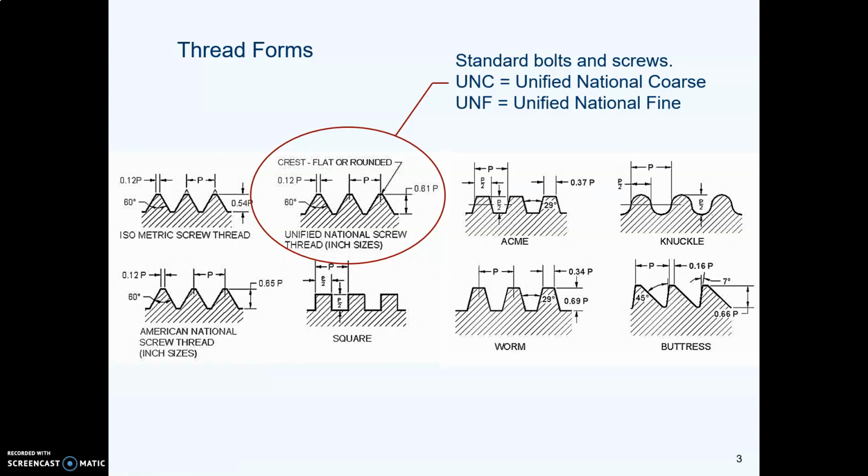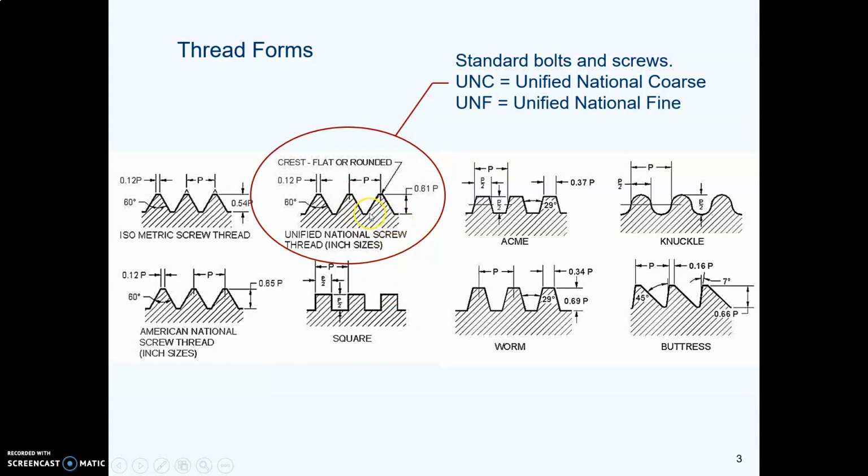And it's called Unified National because during World War II, Britain, Canada, and the United States decided to unify on how they made their thread shapes so that they would be able to trade parts with each other and the bolts would still fit. So there's a standard shape that the Unified National thread takes. It's a 60-degree angle in there. Machinery's Handbook can give you the data if you'd like to look it up.